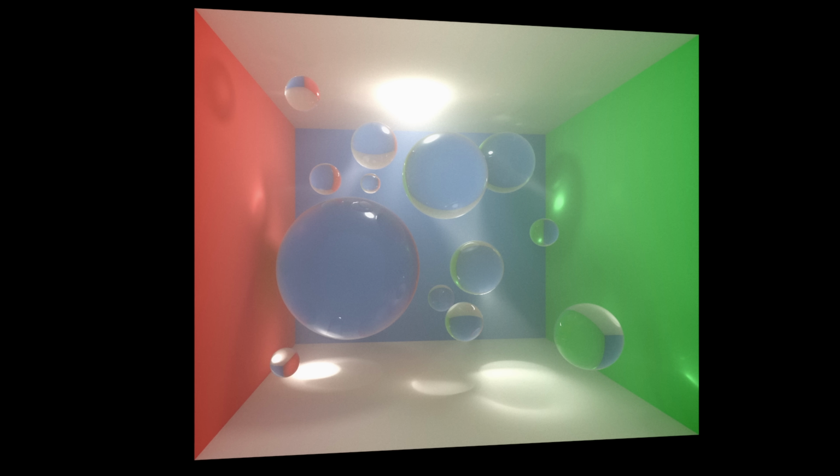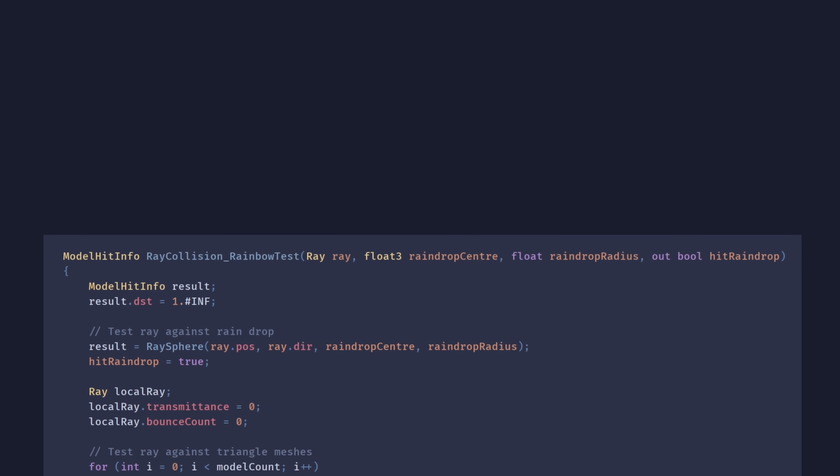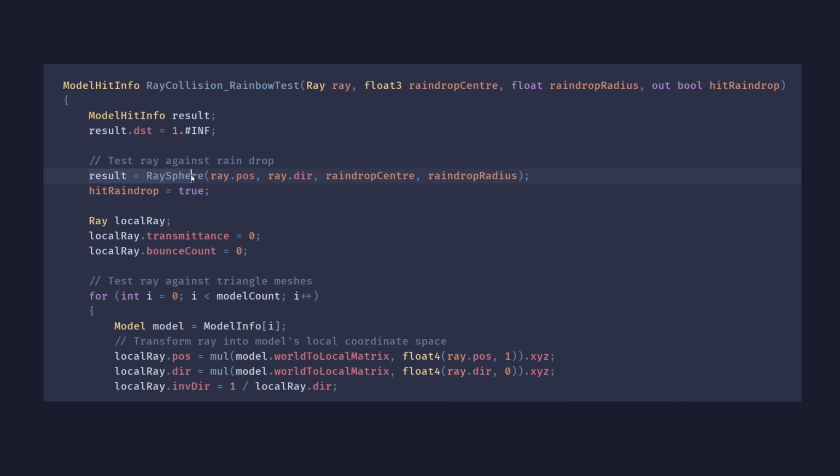Although I am still going to cheat quite a lot admittedly, like rather than modeling millions of individual raindrops, we can take a more probabilistic approach like we did with the fog earlier. So we'll calculate some distance into the scene that the ray might travel before hitting a raindrop based on the density of the rain, and simply randomize the position of the raindrop somewhere in that vicinity. We can then just do a special test for a sphere collision at that point, before going on to test all the other objects in the scene.